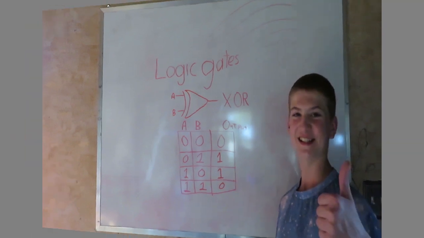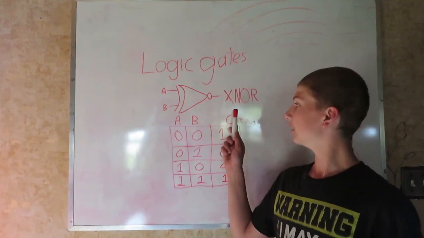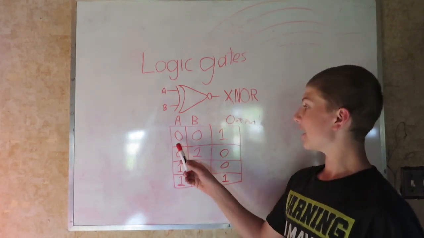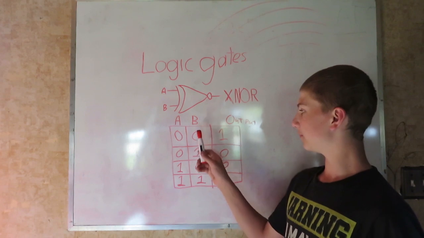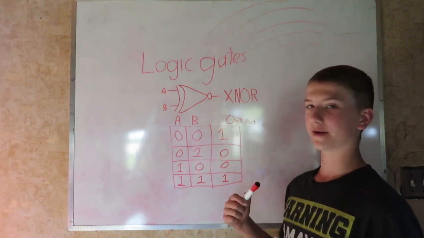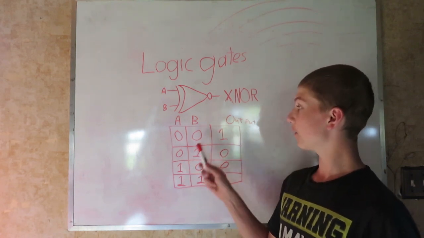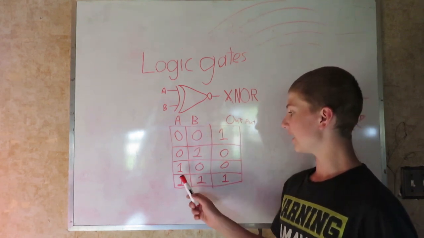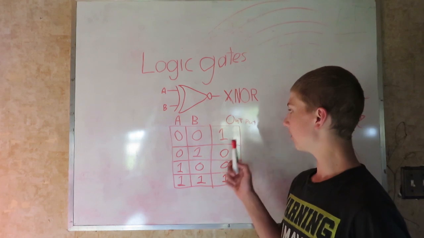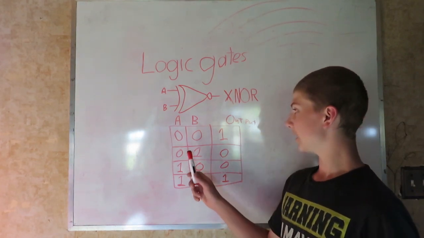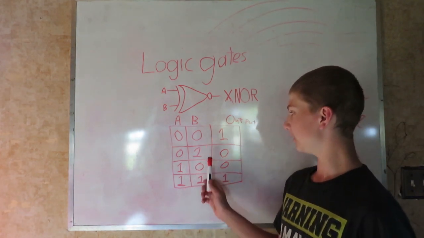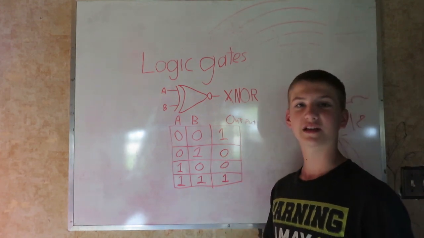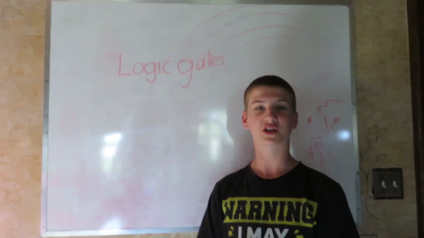Alright, next gate. The next gate we're going to talk about is the exclusive NOR gate, or XNOR. If input A is 0, input B is 0, the output will be 1. If input A is 0, input B is 1, the output will be 0. If input A is 1, input B is 0, the output will be 0. If input A is 1, input B is 1, the output will be 1. That's the last gate. Hope you learned something about logic gates today.